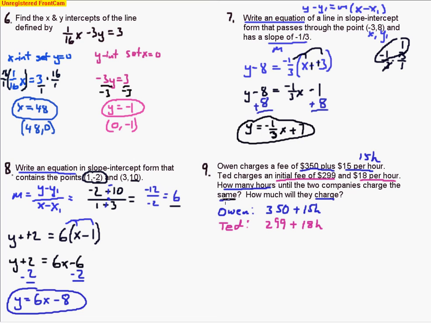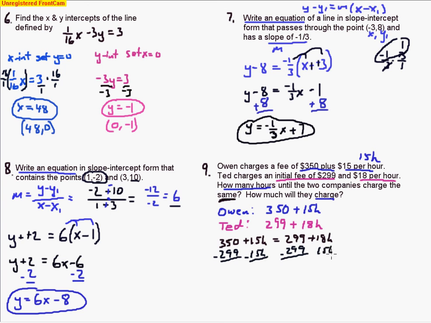What we're going to do, same means equal. So when will they have the equal amount? So let's take their two charges, 350 plus 15h. Take Owen's charge, set it equal to Ted's charge, 299 plus 18h. And then go ahead and solve. And so when we solve this, I'm going to do opposite operations. I'm going to take that 299 and subtract it from both sides. I'm going to take this 15h and subtract that from both sides.